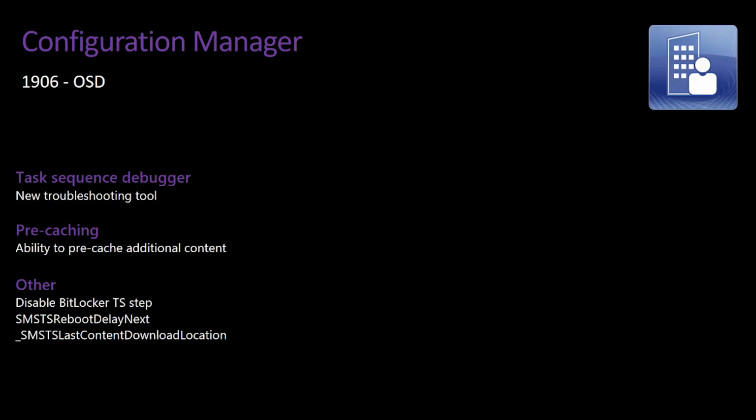So a couple of new variables to mention. There's a new TS variable, SMSTS reboot delay next. This is now available to complement the existing SMSTS reboot delay. It basically enables you to specify different timeouts for additional reboots. So an example of this scenario would be where perhaps at the start of an in-place upgrade task sequence, you may wish to give an initial 2-hour notification to give the user warning, and then after that subsequent reboots, you would want to be less in order to finish the rest of the process promptly.